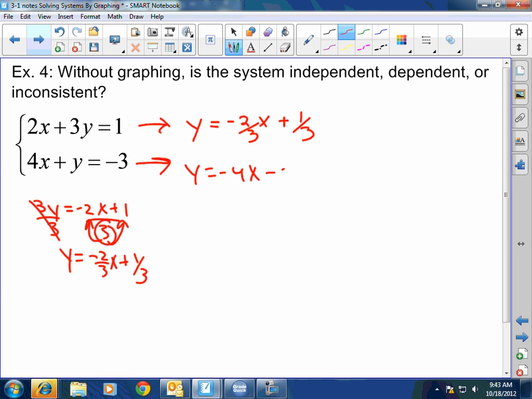Okay. Now, I'm not asking for the solution. If I was asking for the solution, you graph it. But I'm just asking, is this system independent, dependent, or inconsistent? What is it? Independent. Absolutely. There's going to be one solution. Why? Because different slope, different y-intercepts. So it is called independent. Does that make sense, gentlemen?